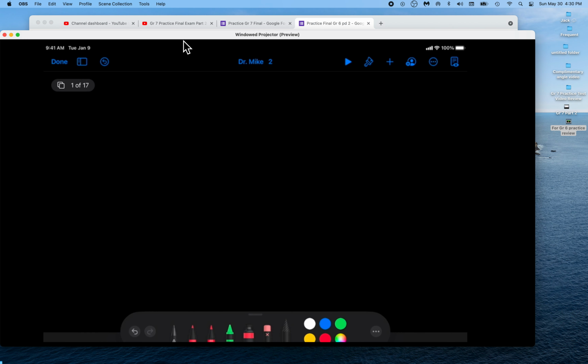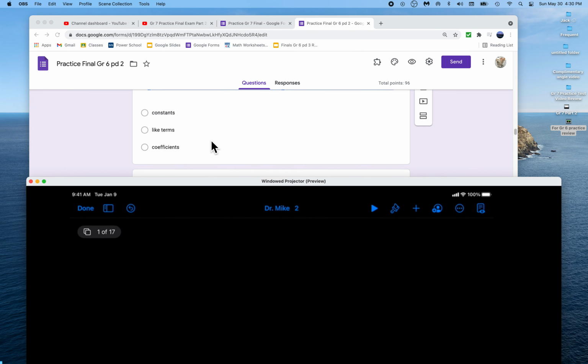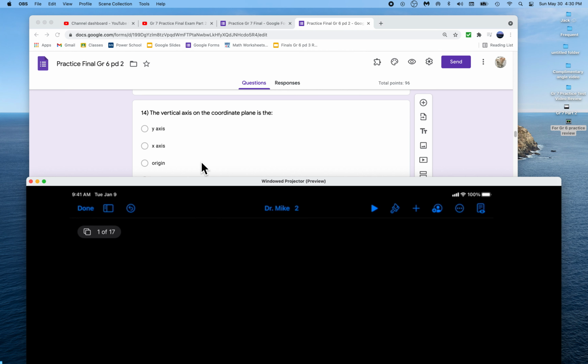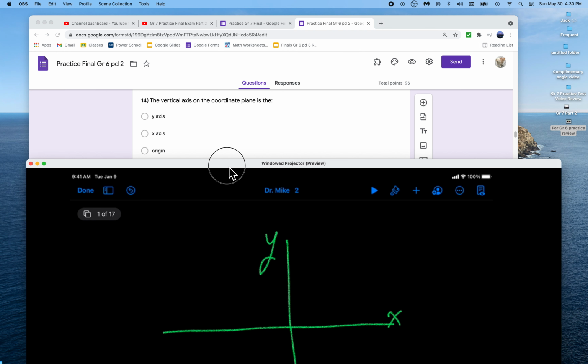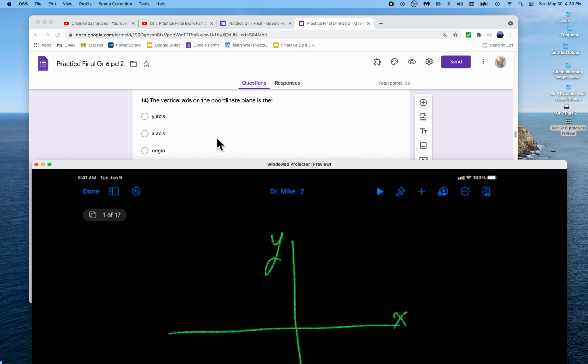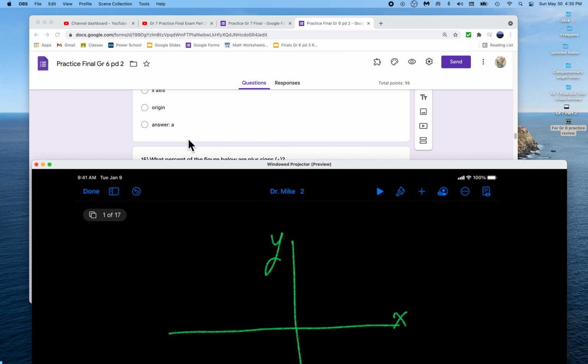Okay, we'll talk more about like terms, I believe, later in this video. The vertical axis on the coordinate plane is the y-axis. Okay, this is y, this is x. I've never really come up with a good mnemonic device. I think it's just something that over the years I've had to memorize. But if you folks think of one, let me know. But again, the y-axis is vertical, the x-axis is horizontal.